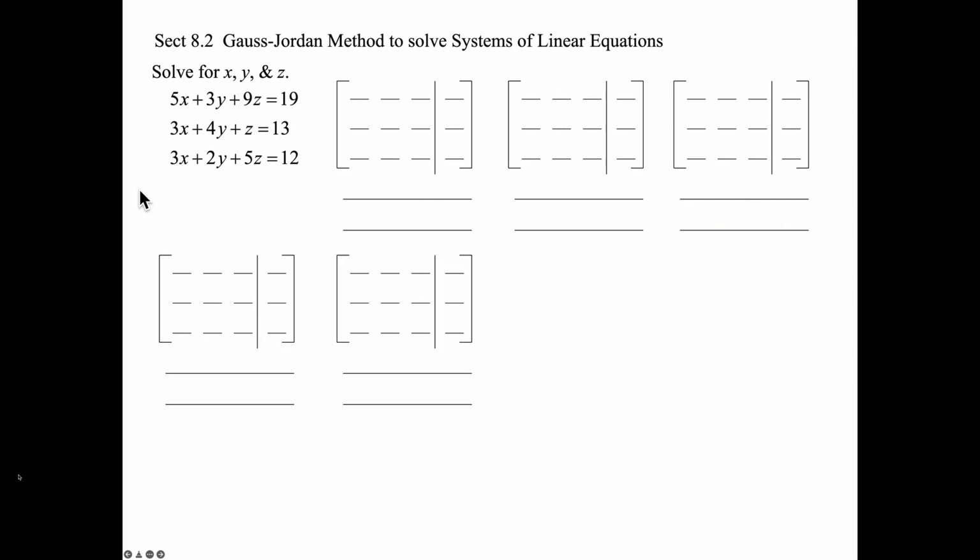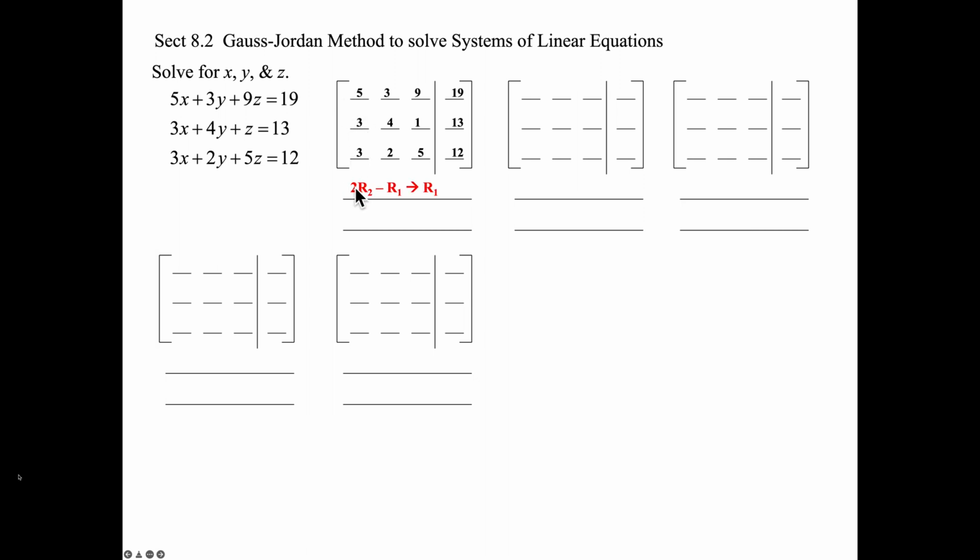Okay, I knew it. It went blue. There we go. So we put in my numbers: 5, 3, 9, 19, 3, 4, 1, 13, 3, 2, 5, 12. Oh, rats. How to make a 1, how to make a 1. This is where I'm going to cheat.